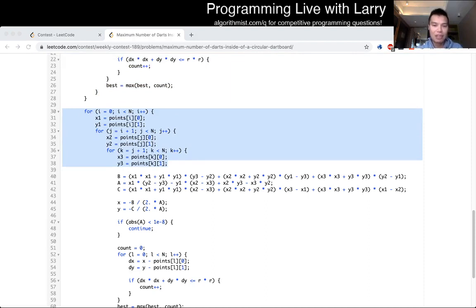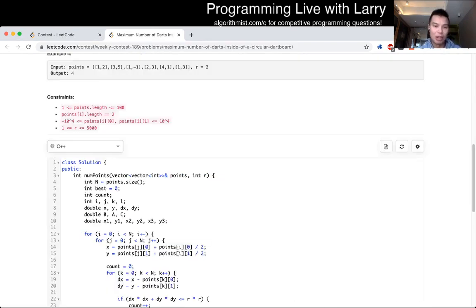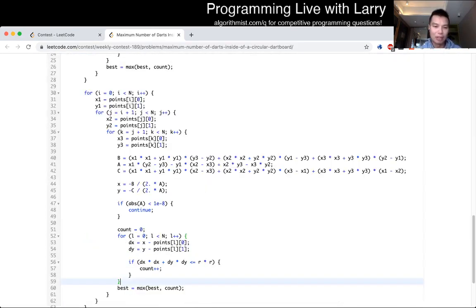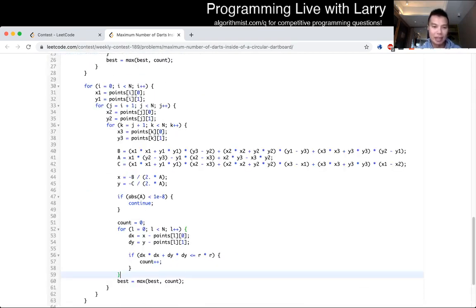Yeah, 100 choose 3 is only 161,000, whereas 100 cubed is much bigger. It's about a million. So 167,000 times 100 is only 16 million. But in Python, it's still too slow. So I got a timeout for that. And you saw me rewrite it in C++ just to get it inside the time.